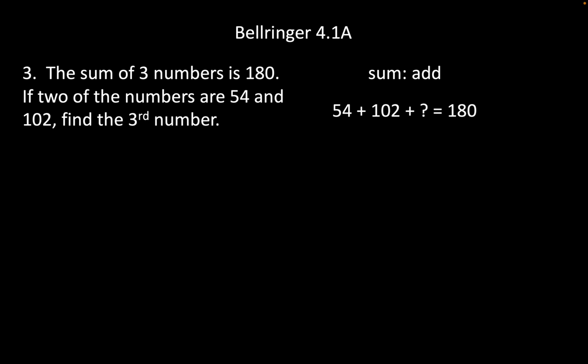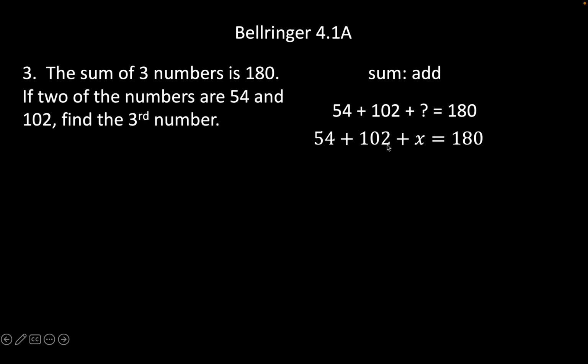And so what that means is we want to add what we have. So 54 is a number, 102 is a number, because it says 2 of those are there. I put a question mark there, which at some point we'll start replacing with an x. Probably we'll do it today. So 54 plus 102 plus something we don't know is 180, because it says the sum is 180.